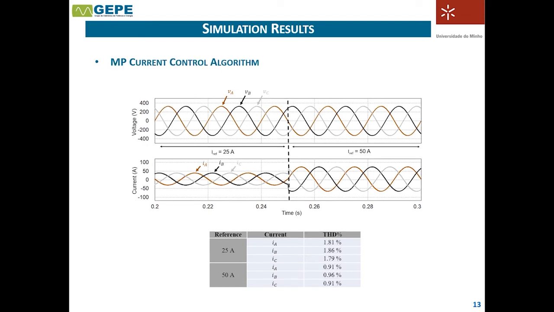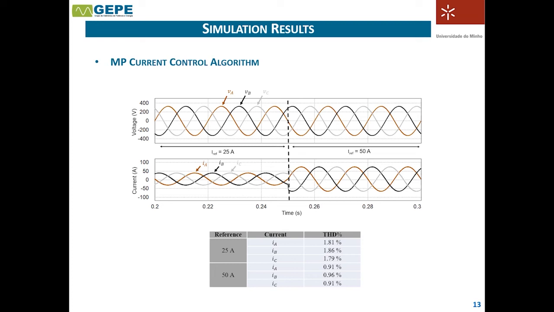Finally, the results obtained with the MP control are presented. First, with a reference current of 25 amps, currents are generated with a THD of 1.81 phase A, 1.86 phase B, and 1.79% phase C. At 0.20 seconds, the reference current is increased to 50 amps.